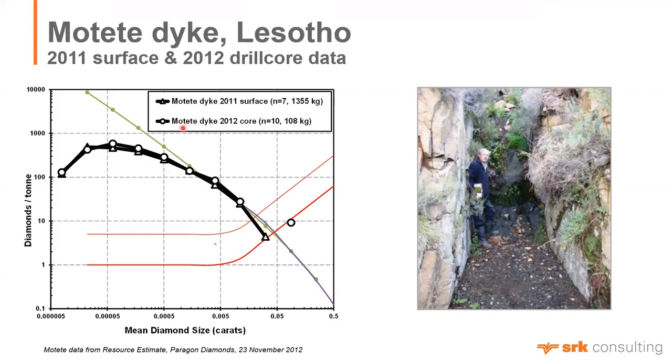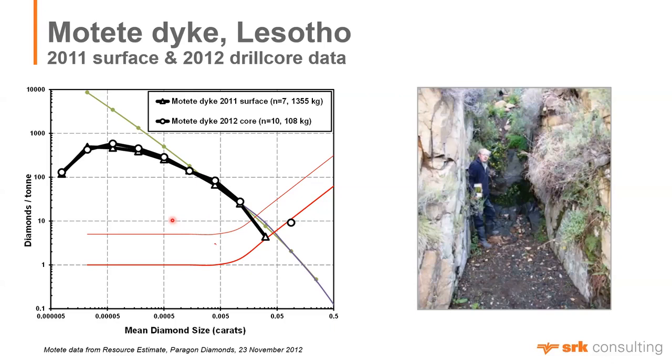Subsequently, they drilled this dike to depth to expand the resource. The dike isn't that small, but nevertheless, they only were able to recover 108 kilograms total out of 10 drill intersections. That was from core. That's in open circles. Perfectly matches the data for the surface sampling to depth. Brilliant data set to have.